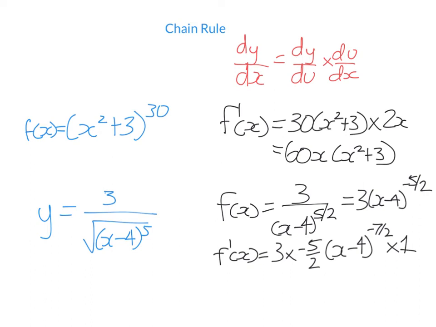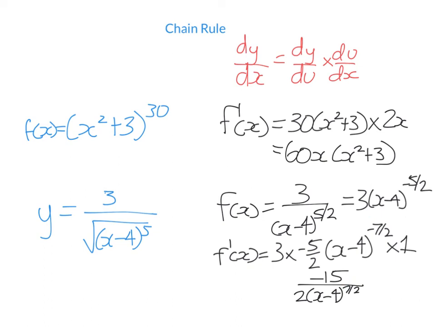So often when you have a negative power, you'll be asked to write your answer as a positive power. So on top, 3 times minus 5 is minus 15. On the bottom, we have a 2, and we'll write it as x minus 4 to a positive power. So a negative power, move it to the bottom of the fraction and make the power positive.